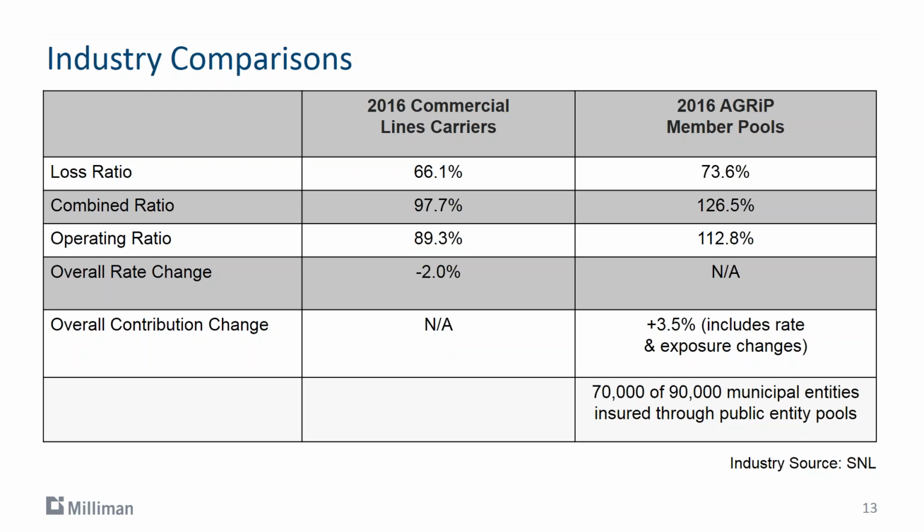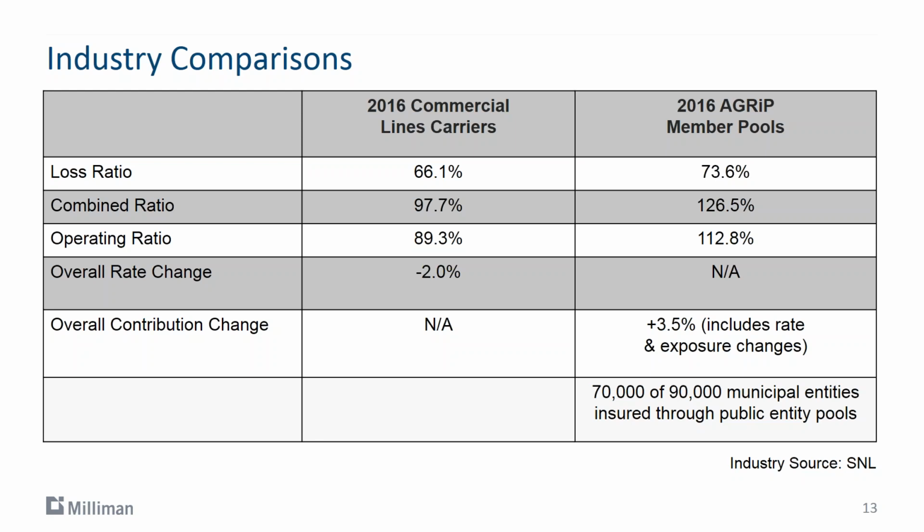And we couldn't really segment it too much. This is all pools, all types of members, all states combined. Just focusing on the top line there, it showed the loss ratio. So we have about a 74% loss ratio across all the pools. When I compare that to the commercial lines carriers, 2016, same year, they have about a 66% loss ratio. Again, that's all carriers, all lines of business. So there is some differential there.